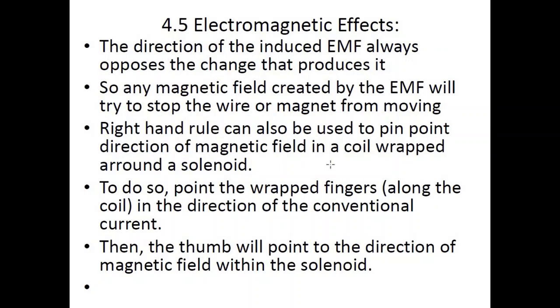The direction of the induced EMF always opposes the change that produces it. So any magnetic field created by that EMF will try to stop the wire or magnet from moving. In such situations, we can use the right hand rule to find the direction of the magnetic field in a coil wrapped around a solenoid. How can you do that?